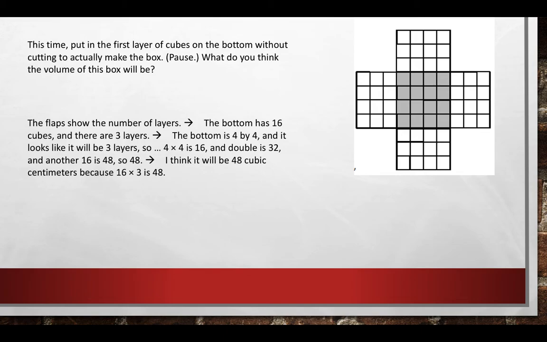So 4 times 4 is 16. And then if we have 3 layers of 16, if we do 16 plus 16 or 16 times 2, that's going to get us 32. So that would be 2 layers. And then if we want to get a third layer, we would do 32 plus 16, which would be 48. So there's going to be 48 cubic centimeters, or we could have done 16 times 3 to get 48 cubic centimeters. So when we fold up all the sides and make it an actual cube, we will see that there will be 48 cubes, making 48 cubic centimeters.